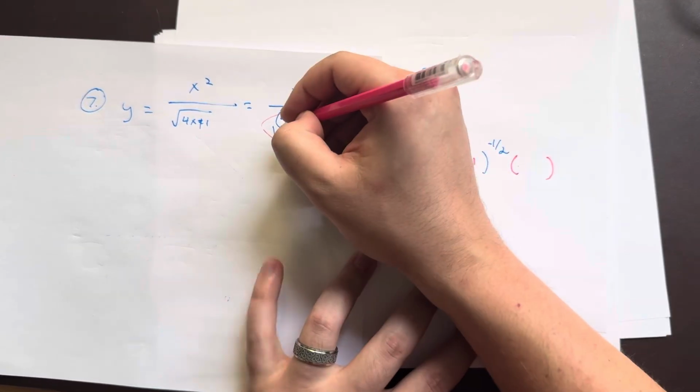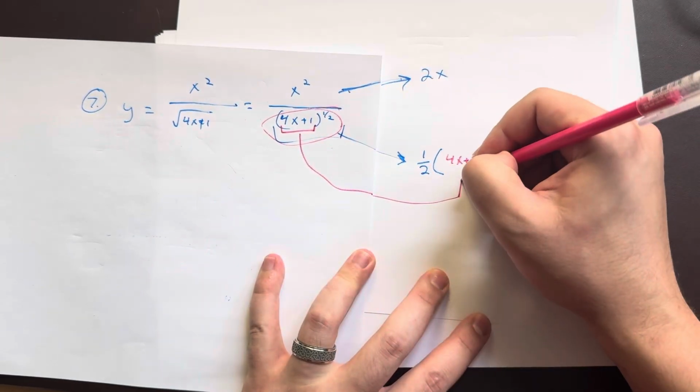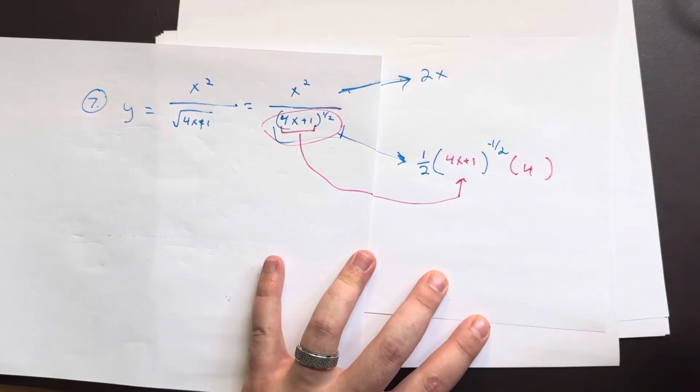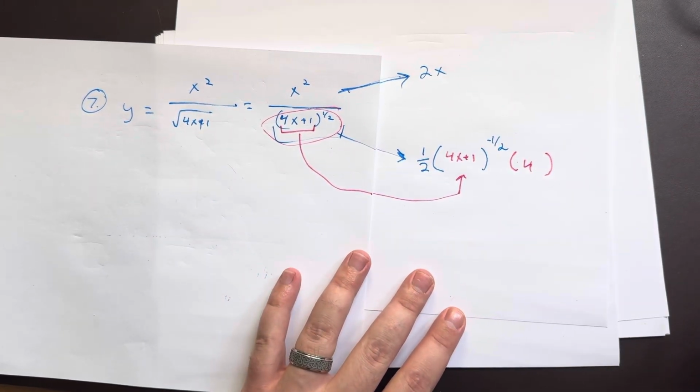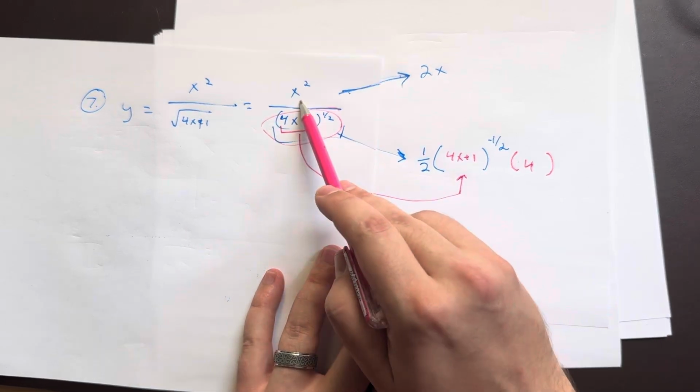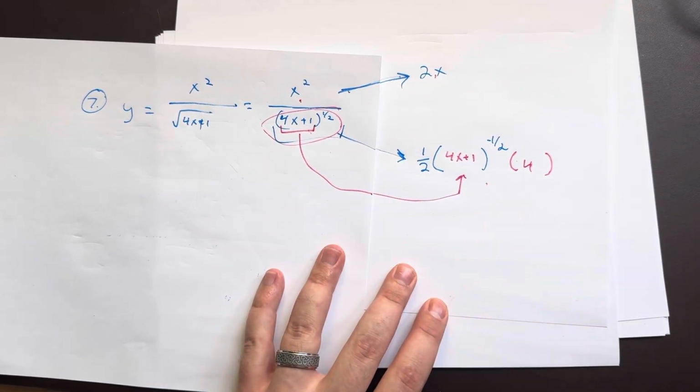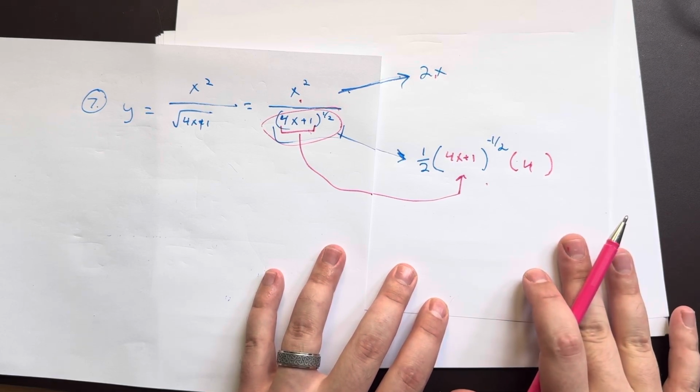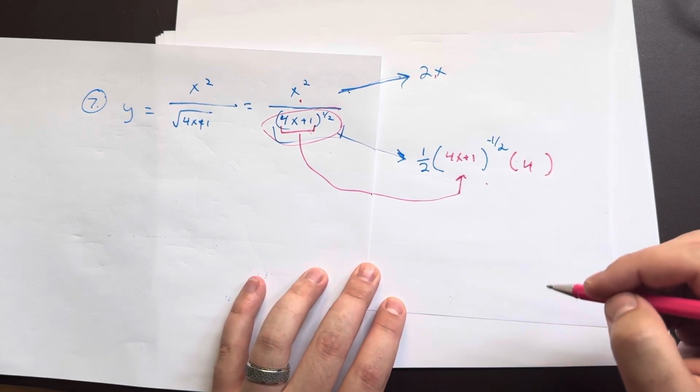Right? Because the inside just plops right down. And then off to the side, I derive that. So I get a 4. Now I've got 1, 2, 3, 4 pieces. Let's start throwing together my answer.